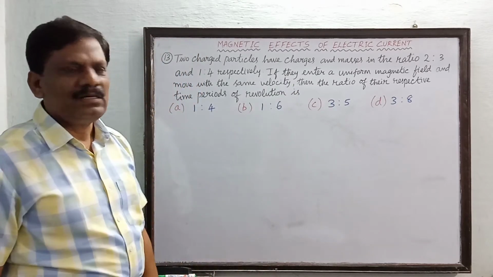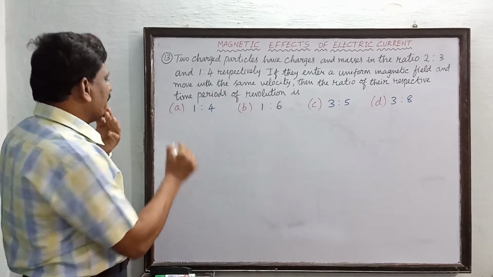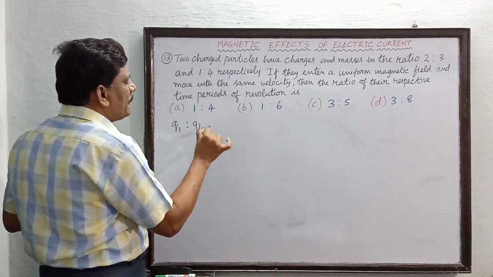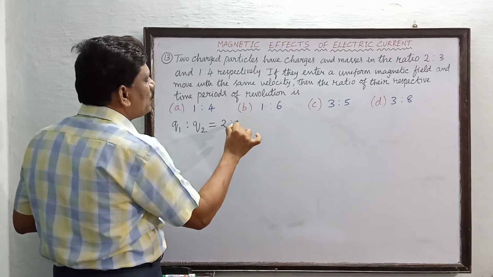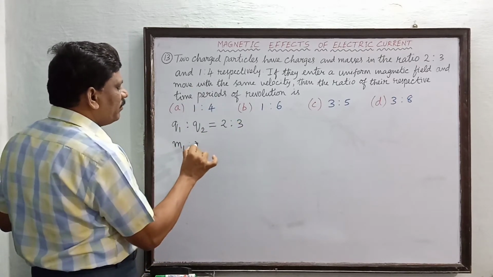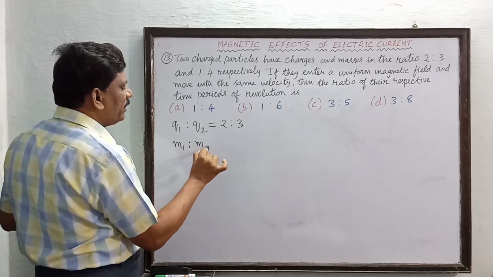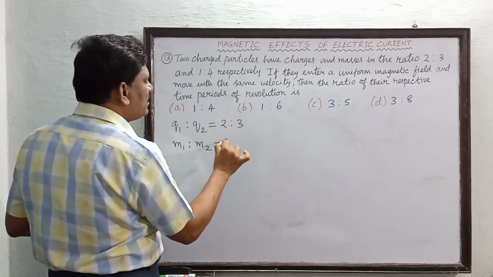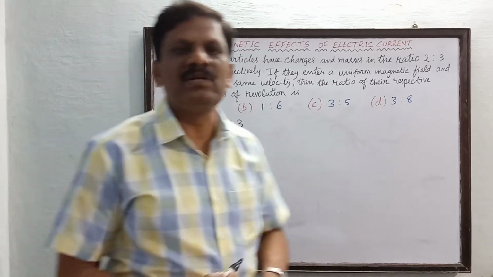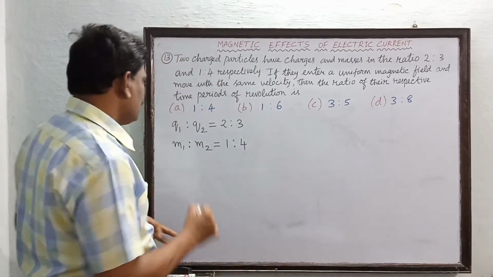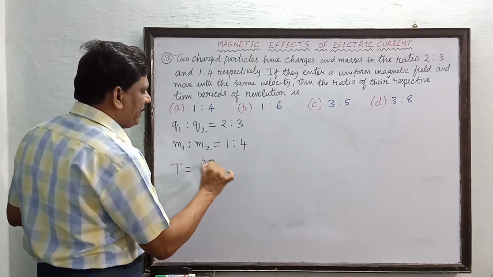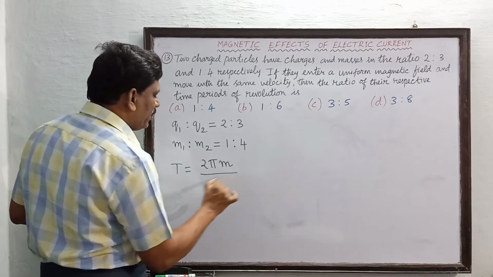Very simple. First we will write the ratios given here. So what are all given? Q1 is to Q2 is equal to 2:3 and the mass ratio M1 is to M2 is equal to 1:4. Now the general expression for the time period of revolution is T is equal to 2 pi m divided by QB.